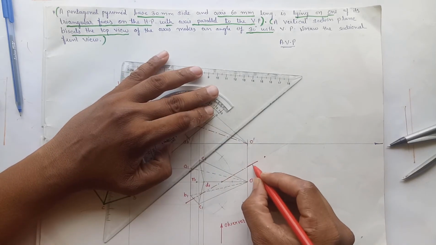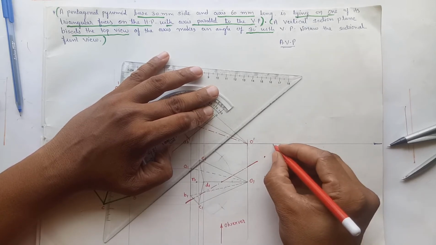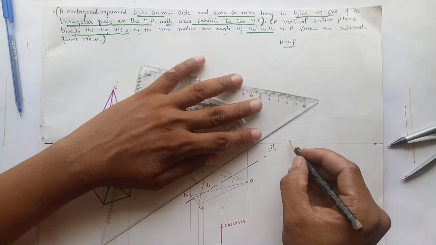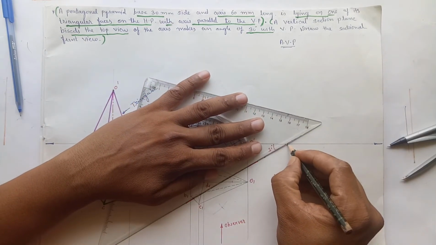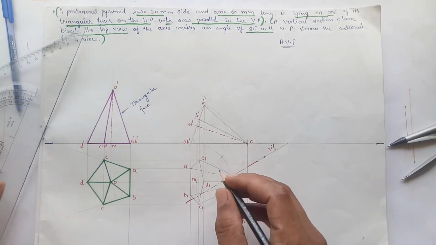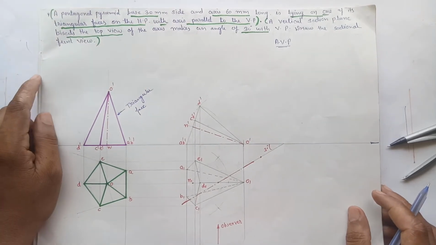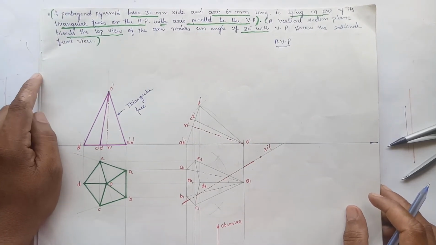So here is the cutting plane. It is inclined at an angle of 30 degrees to the XY line. Now we have to show the points of intersection of the cutting plane with the pyramid.